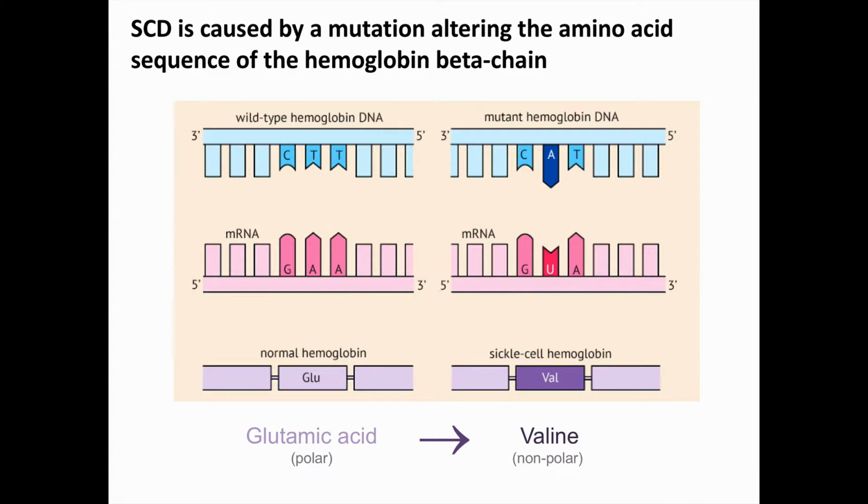Sickle cell disease is caused by a mutation where the DNA encodes for an altered amino acid sequence in the hemoglobin beta chain. A single DNA base pair substitution changes the coding for glutamic acid instead to valine. Changing the polarity of only a single amino acid side chain, however, is enough to drastically alter hemoglobin's ability to polymerize.